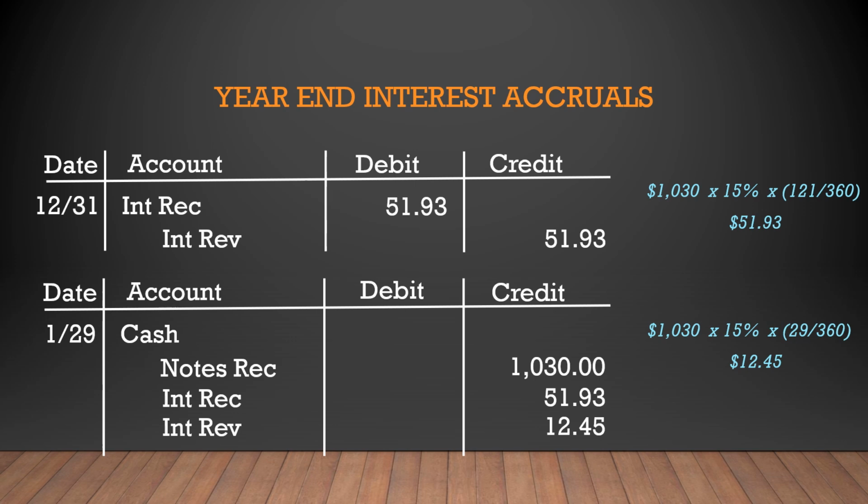If you analyze those two time period components, last year we accrued for 121 days, and this year we accrued for 29 days. Combine those two, and we use the entire 150 days of the life of the note to calculate interest. We just split the interest earned between the revenue earned last year and the amount earned this year. Total cash collected will be the sum of the principal plus the interest receivable plus the interest revenue, or $1,094.38.